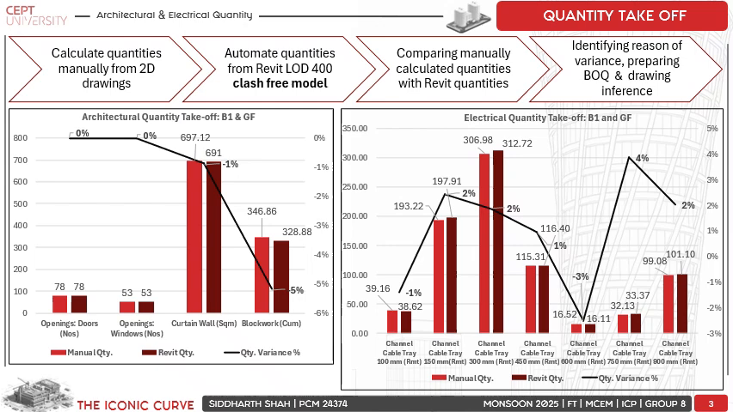graph, and you can see that there is a variance of 5% in the block works, majorly because of the uneven beam depths, and in the electrical quantities you can see that there is a variance of 2% and 3% for the cable trays, majorly because of the curved electrical cable trays. And coming on to the structural quantities.